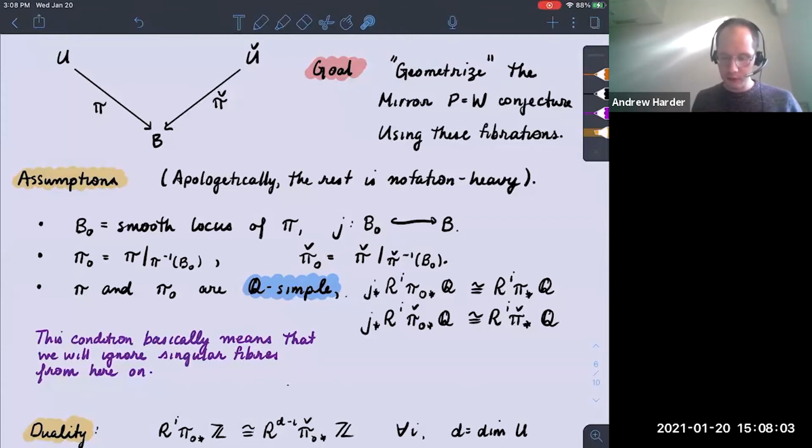Then I'll also assume that pi and pi check are Q-simple torus fibrations. This means that essentially I can deduce anything about the derived push-forward cohomology sheaves, these R^i pi's, from taking the R^i pi 0 and R^i pi 0 check and pushing forward from the smooth locus to the singular locus.